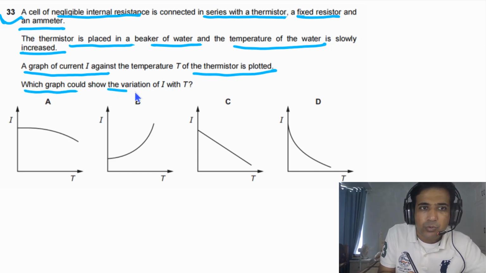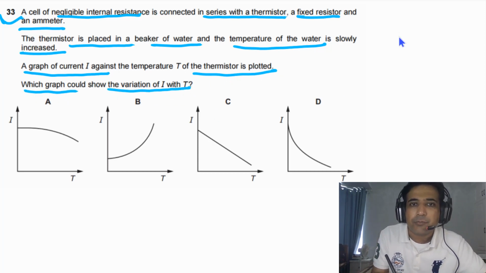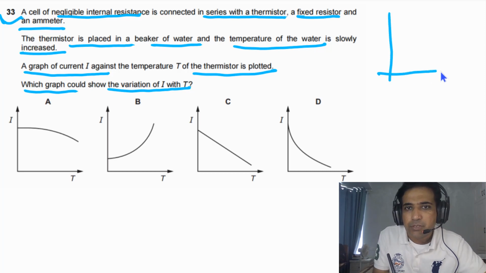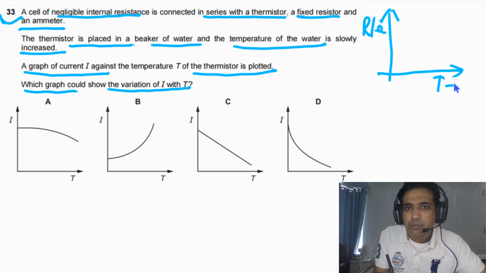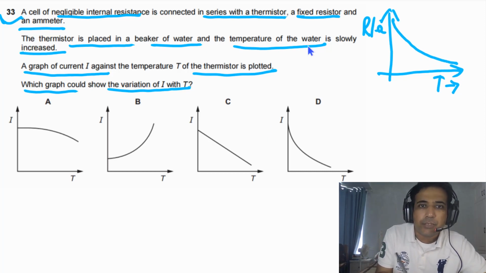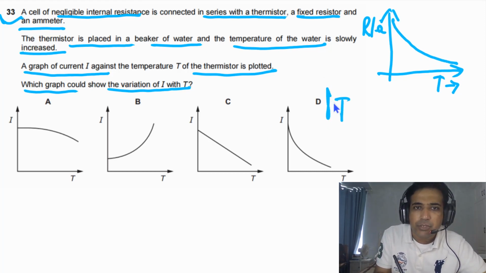Which graph could show the variation of I with T. So first of all, we need to understand for the thermistor, if the temperature of the thermistor increases, resistance of thermistor decreases. It follows this curve. So for this question, it is given to us that temperature is increased.